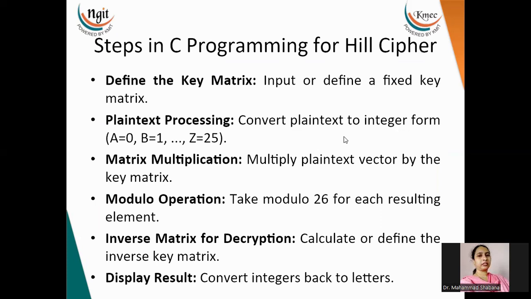Let's go through the steps involved in implementing the Hill cipher in C. First, we define the key matrix, typically a 2 by 2 or 3 by 3 matrix, for encrypting each text block. Next, we take a plain text input, convert it into numerical values, and split it into blocks. We then perform matrix multiplication for each block to encrypt. Then we apply the modulo operation: we take modulo 26 for each resulting element. Then we calculate the inverse matrix for decryption. At last, we convert integers back to letters. So these are the steps in C programming for the Hill cipher.